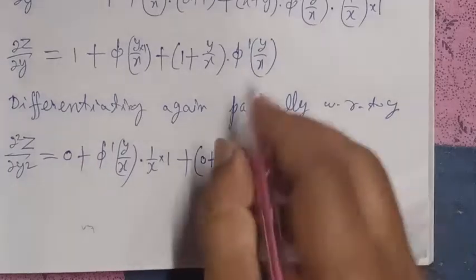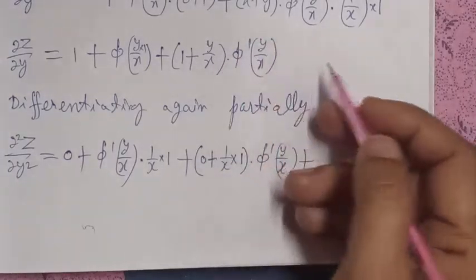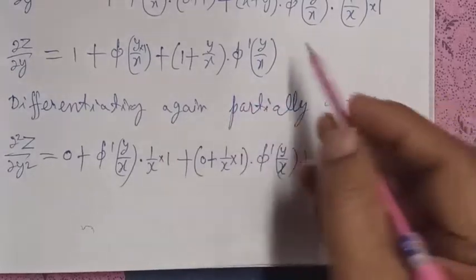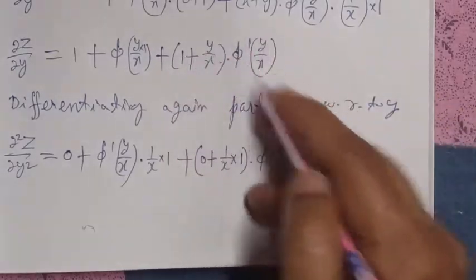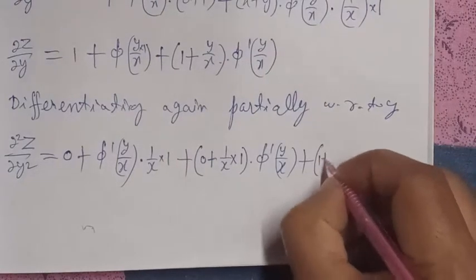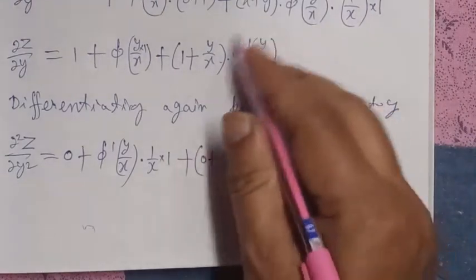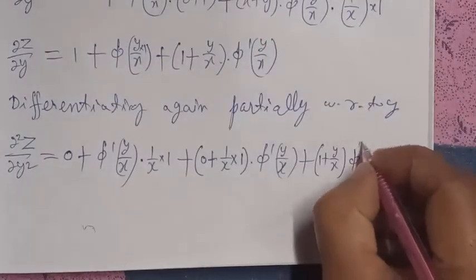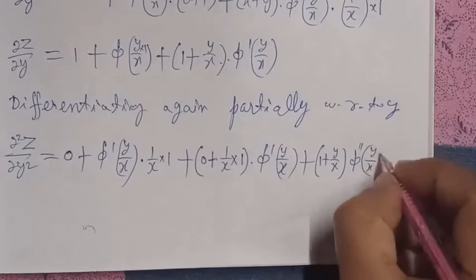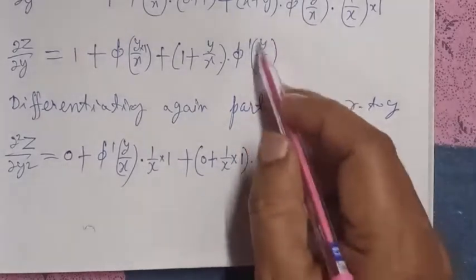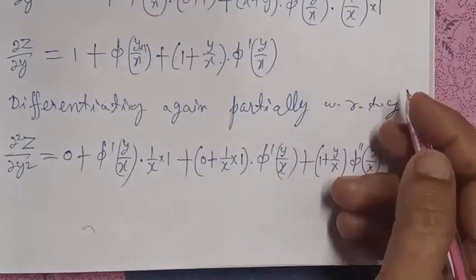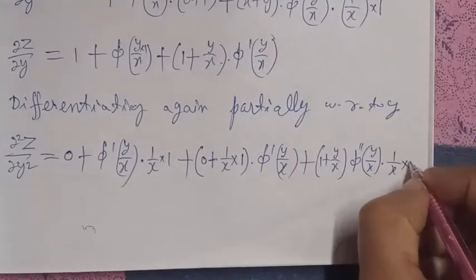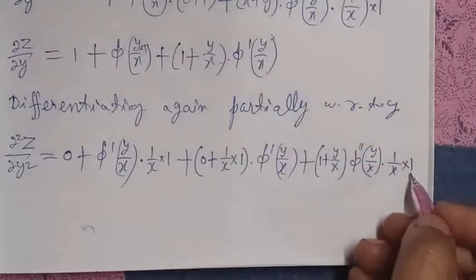Now I write the first function as it is, 1 plus y upon x, and differentiation of the second function becomes phi double dash, which is a function of y upon x. So I differentiate y upon x with respect to y partially. In this, 1 upon x is a constant, and differentiation of y with respect to y is equal to 1.